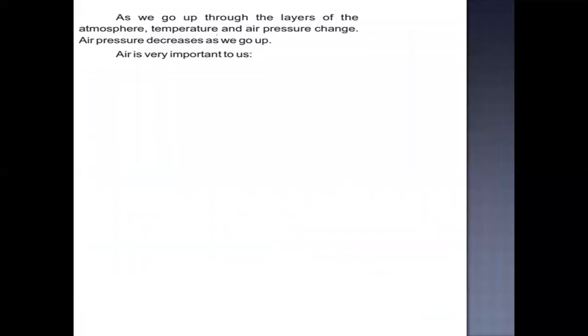So as we go up through the layers of atmosphere, temperature and air pressure change. What happens to the air pressure and the temperature if we go from the surface of the earth higher in the troposphere? The temperature decreases. So in the mountains, because mountains are higher in the troposphere, the temperature is lower and there is a cold environment on the mountains, and glaciers are formed there.